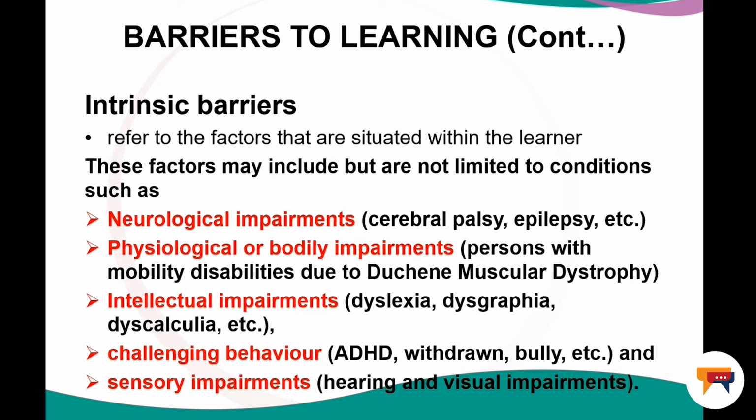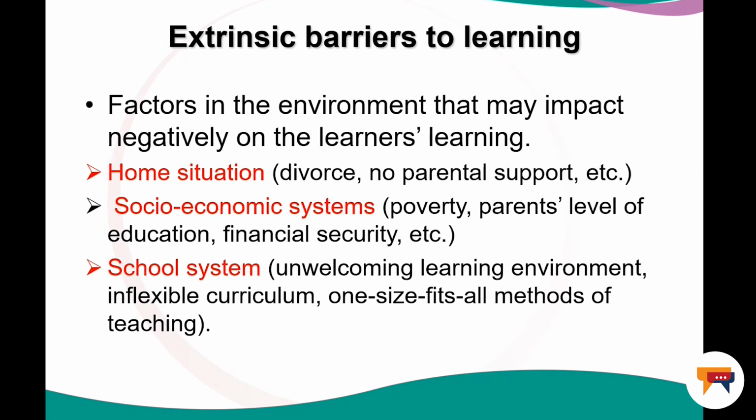Now, looking at the extrinsic barriers to learning, these are the factors in the environment that may impact negatively on the learner's learning. This may include the home situation. The home situation can adversely affect the learning process of a learner in the classroom, for example domestic violence, divorce of parents, or lack of parental support. This can negatively affect the learning progress of the learner, so it forms a barrier in the teaching and learning situation.